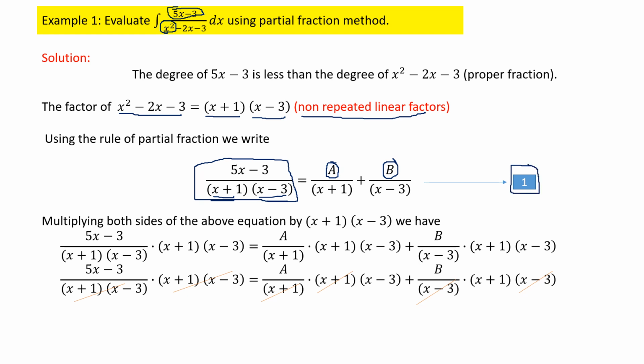Now I have to multiply equation number 1 on both sides, that is the left hand side and right hand side, by these two linear factors x plus 1 times x minus 3. The left hand side is multiplied by x plus 1 times x minus 3, and on the right hand side we have two terms. We multiply the first term by x plus 1 times x minus 3, and the second term by x plus 1 and x minus 3. It is easily observed that on the left, x plus 1 and x minus 3 cancel. On the right hand side, we can cancel x plus 1 for the first term, and x minus 3 for the second one.